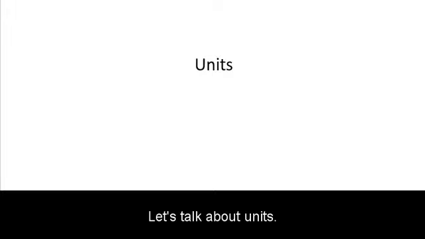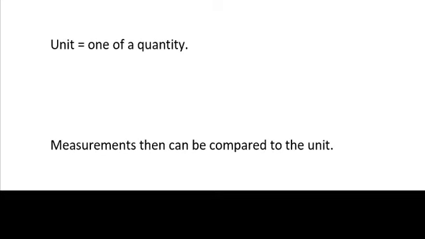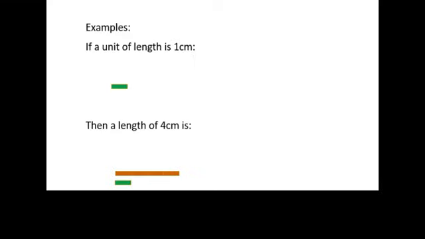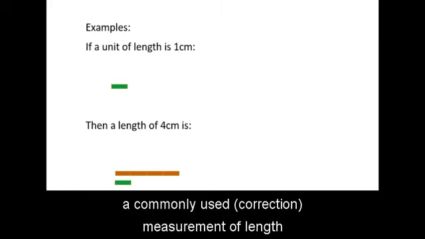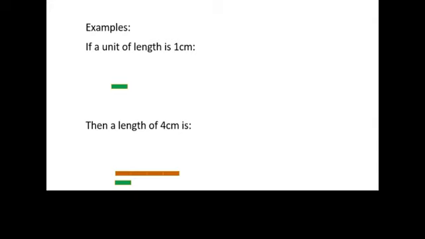Let's talk about units. When talking about a measurable property, a quantity, a unit is one of that quantity. Units are used to compare measurements to it. For example, a commonly used length of measurement is the centimeter.